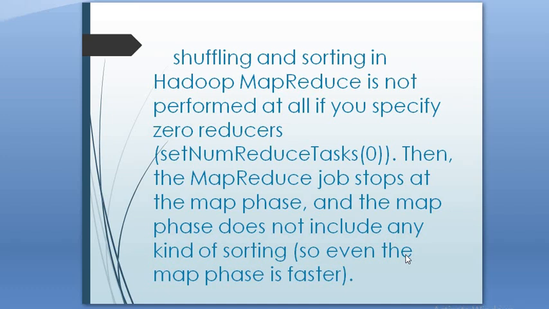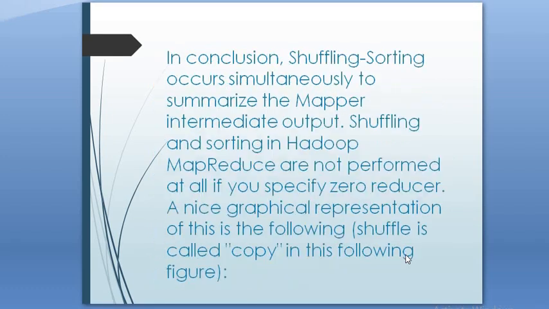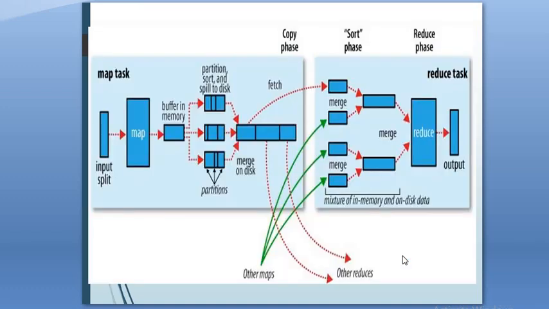Shuffling and sorting in Hadoop MapReduce is not performed at all if you specify 0 reducers. Then the MapReduce job stops at the map phase and the map phase does not include any kind of sorting. In conclusion, shuffling and sorting occur simultaneously to summarize the map intermediate output. This concept is explained in this diagram. So in this diagram, the copy means it is a shuffling. The copy means shuffle phase, reduce phase.